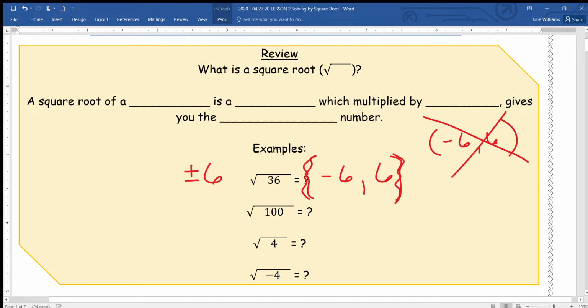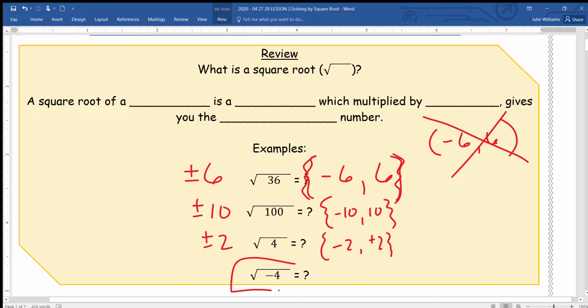Or you could also say plus or minus 6 and write it in that fashion. Okay, so the next one, square root of 100, you could do your funky brackets and say that's -10 or 10. Or you could say that's plus or minus 10. Same thing with 4, -2, +2, or plus or minus 2.